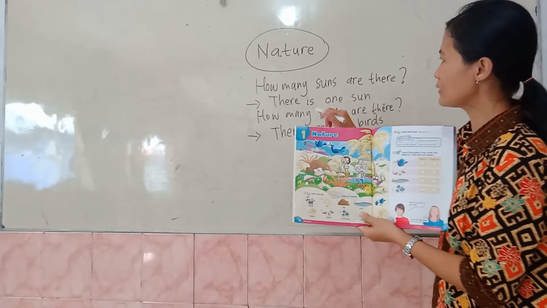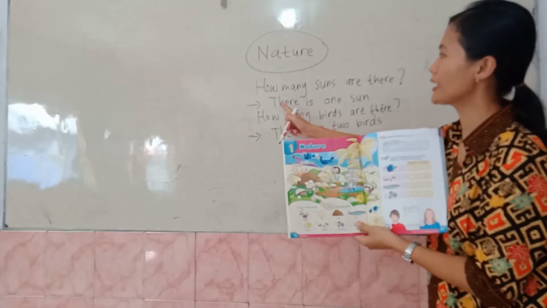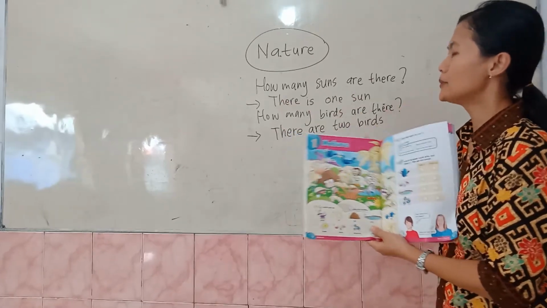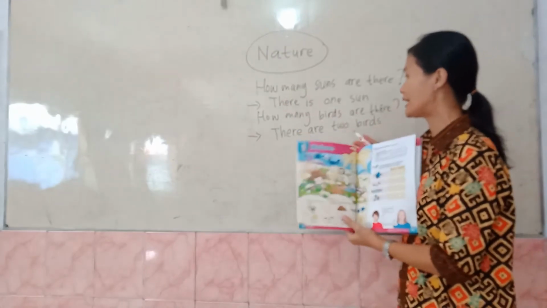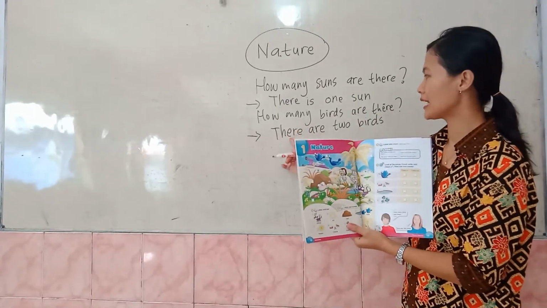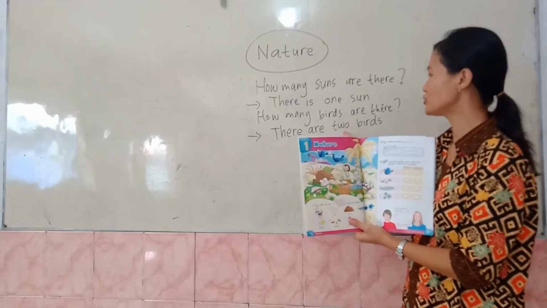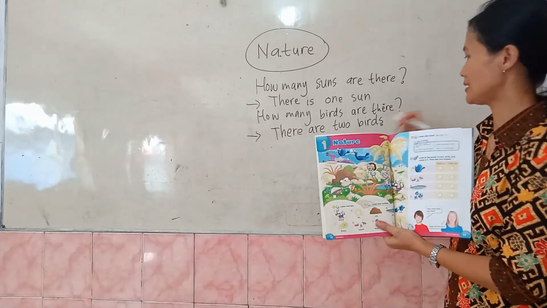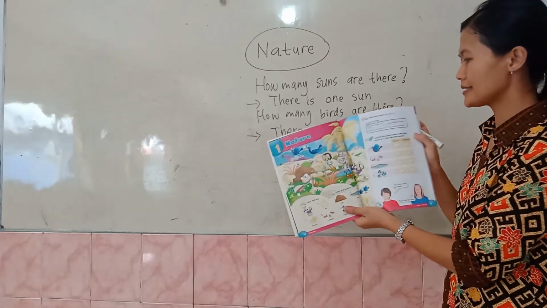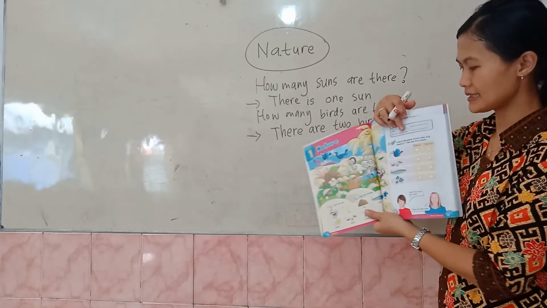Okay, so the focus is singular and plural. If you just see one thing, you answer there is one. But if you see more than one, you can say there are, for example, two birds here. Okay friends, you may try this exercise.